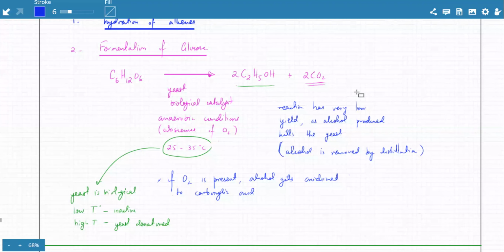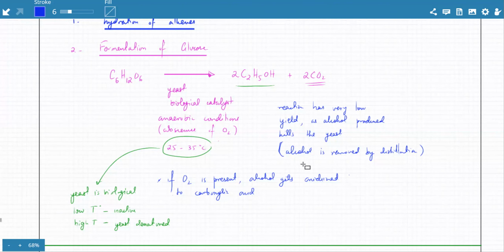So this is ethanol and carbon dioxide that's produced, and yeast is added and anaerobic conditions are required, absence of O2. The conditions are 25 degrees centigrade to 35. That's room temperature. You can't use a higher temperature. Why? Because yeast gets denatured at higher temperatures because it's a biological catalyst. You can't use a low temperature because yeast would be inactive. Again, because it's a biological catalyst.